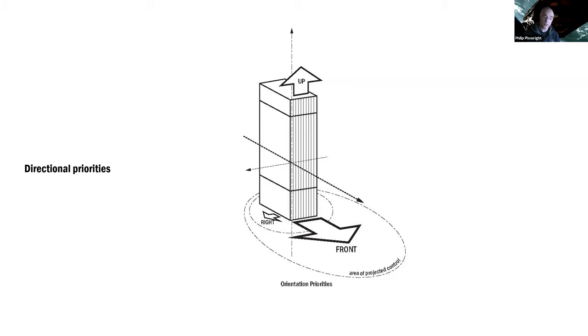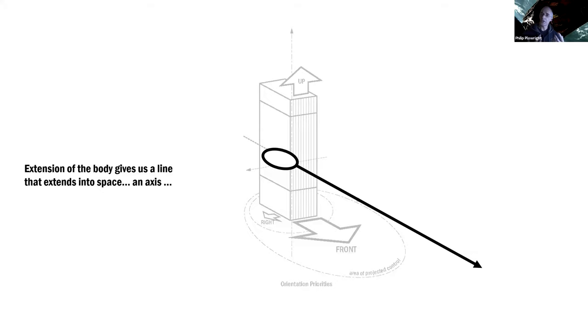Once we have a front and we have a body, we have an orientation, we project an axis from our front forward. And that axis is a point of engagement. And it's not real, it's conceptual. But it's real to us because however our body projects forwards becomes a site of engagement. And that axis is a really critical tool that we use in design work.